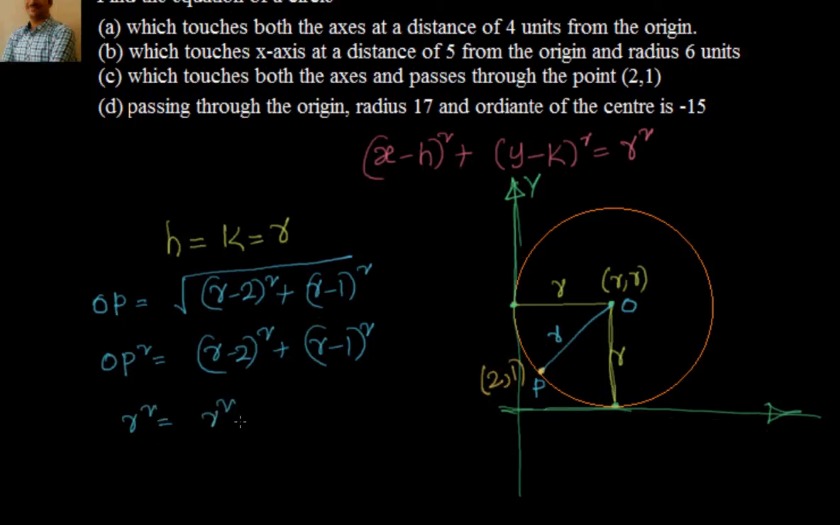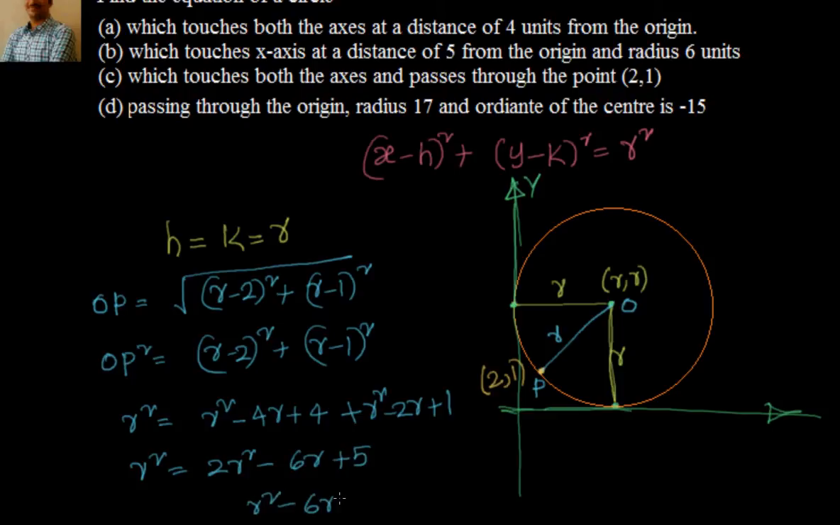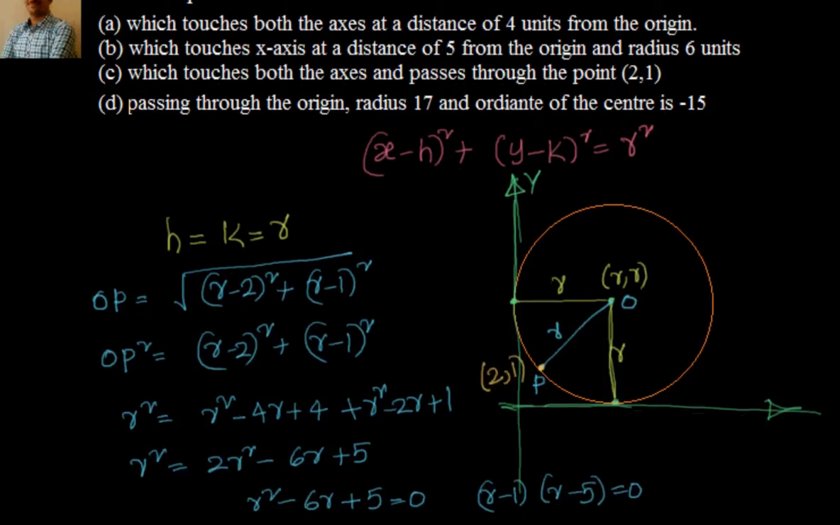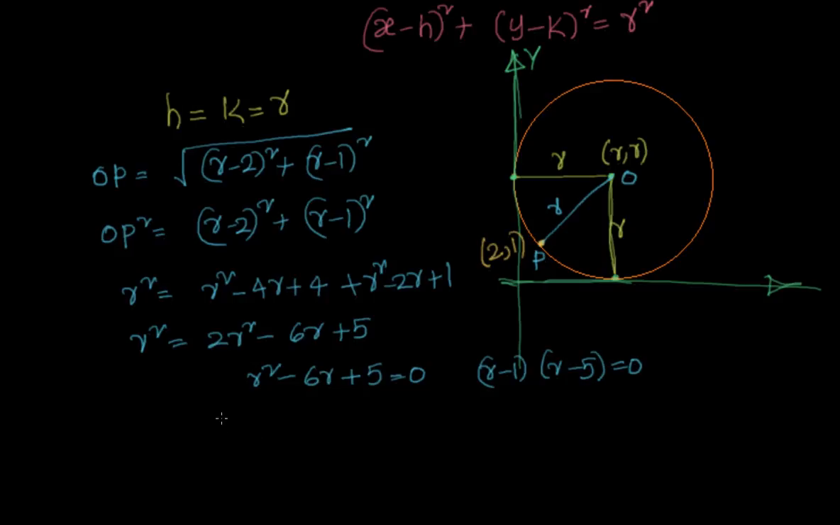So this becomes a quadratic equation. r square equals r square minus 4r plus 4 plus r square minus 2r plus 1, which is just the expansion of (a minus b) whole square. So r square equals 2r square minus 6r plus 5, or r square minus 6r plus 5 equals 0. If you factorize this, (r minus 1)(r minus 5) equals 0. You should be very comfortable with factorization, splitting the middle term. So r equals 1 or r equals 5. So for this circle the radius can be either 1 or 5.